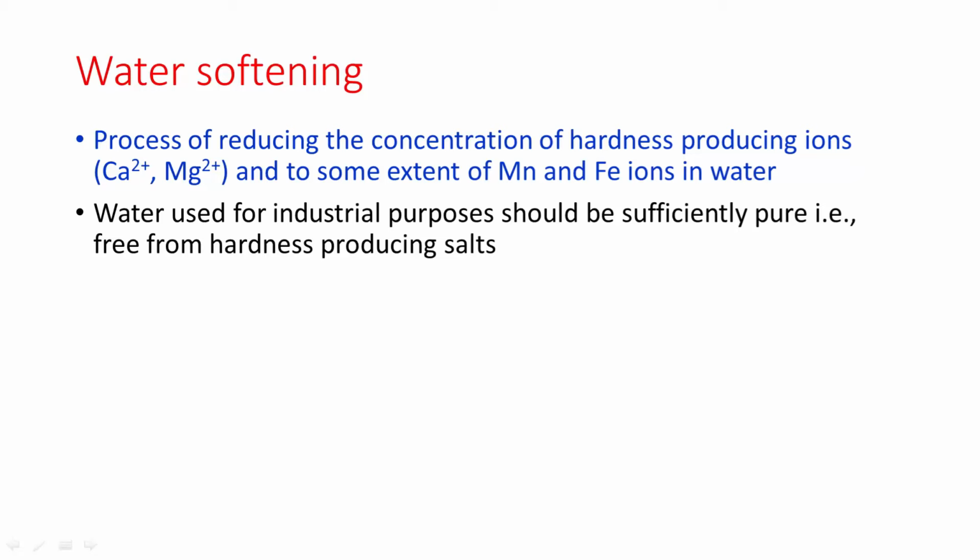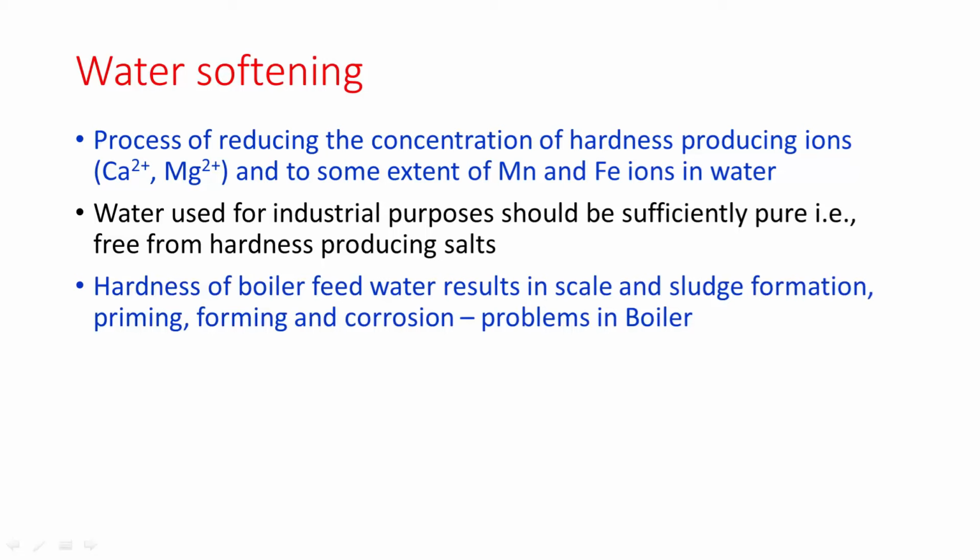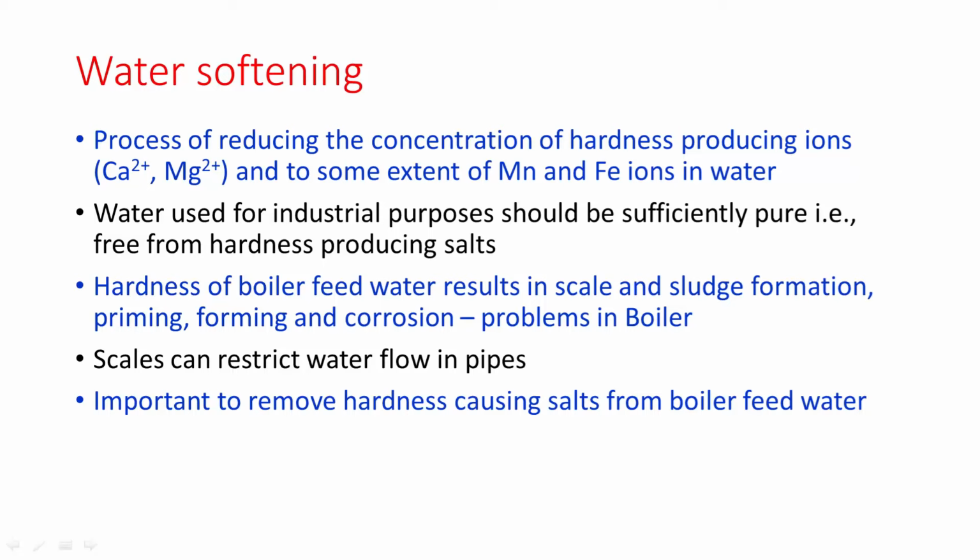Water used for industrial purposes should be sufficiently pure. Hardness of boiler feed water results in scale and sludge formation, priming, foaming, and corrosion. That is, it causes problems in boilers. Scales can restrict water flow in pipes. It is important to remove hardness causing salt, that is calcium and magnesium ions, from boiler feed water.